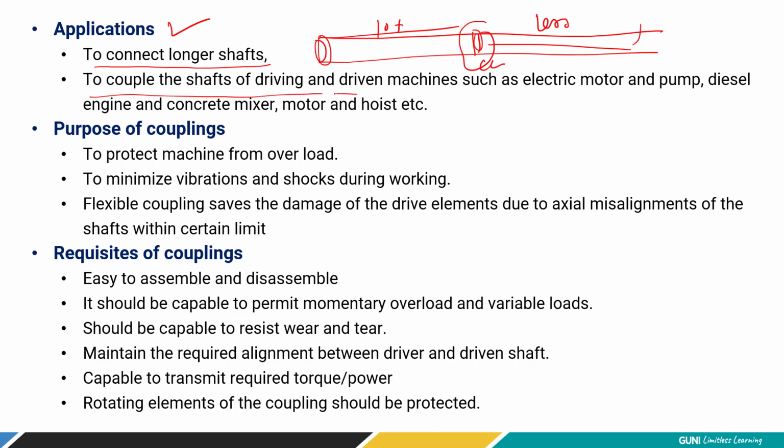Couplings are used to couple the shafts of driving and driven machines such as an electric motor and a pump, right? Diesel engines, concrete mixers, motors and hoists. We already have a very visual experience of such machines and equipment where the motor is connected to the machines through the coupling. Sometimes even a rubber belt is also used.